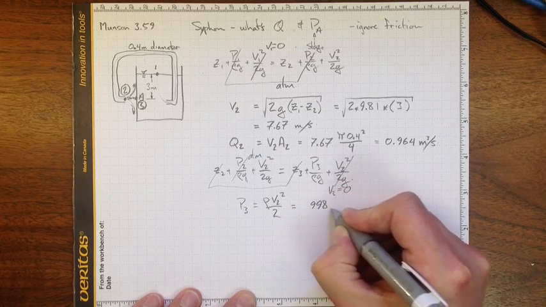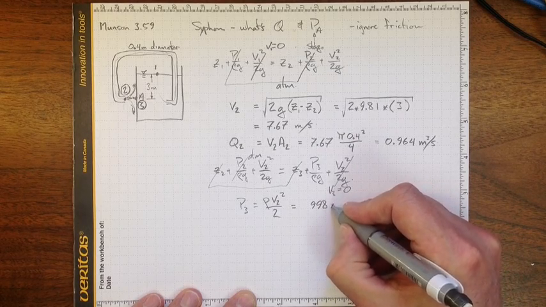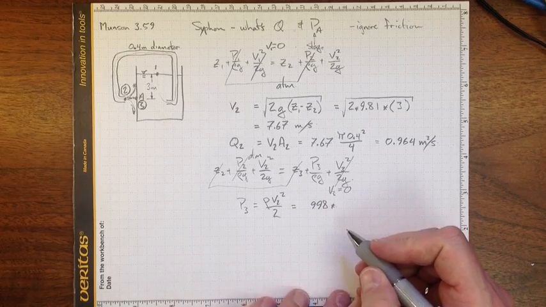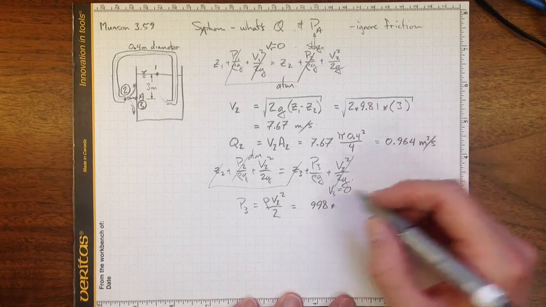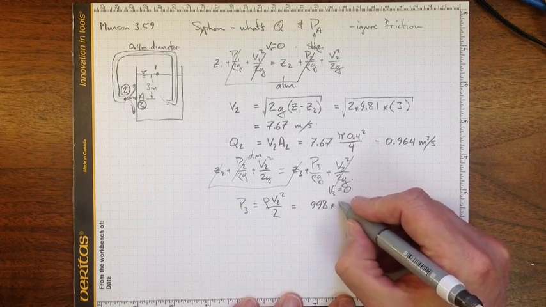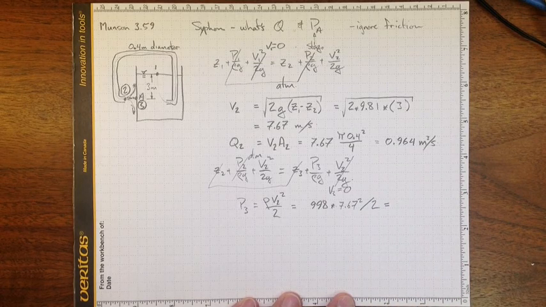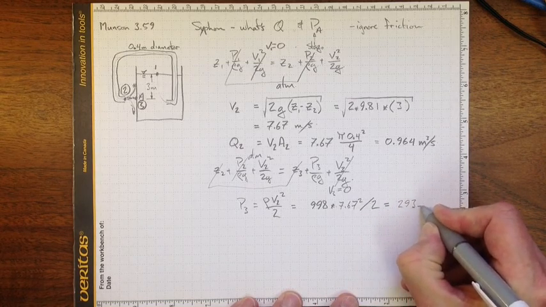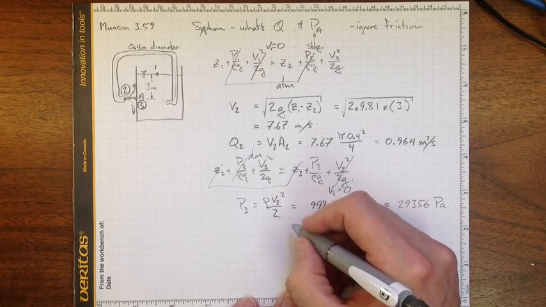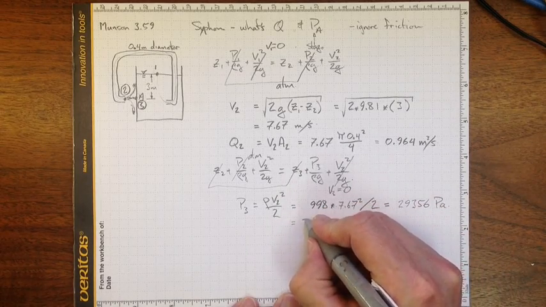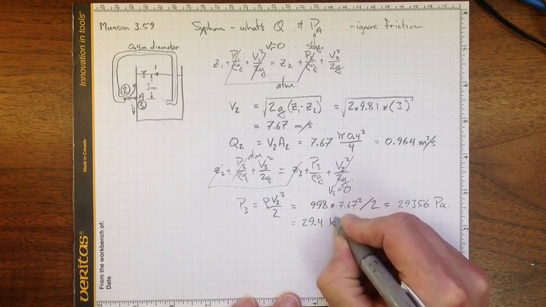That'll be 998 for our water times V2 squared, 7.67 squared, all divided by 2. 7.67 squared times 998 divided by 2 is 29356 pascals, or 29.4 kilopascals.